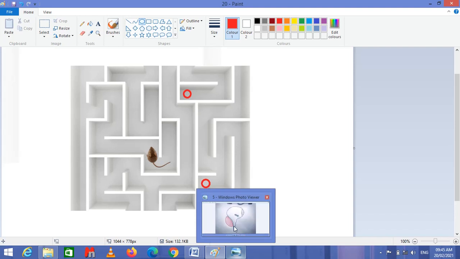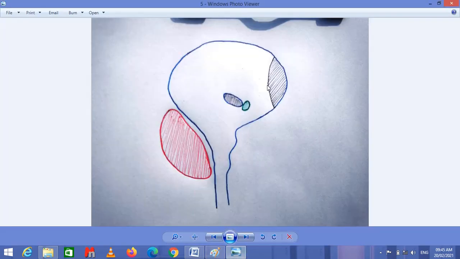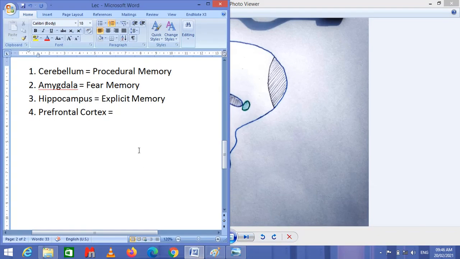Now coming towards another very important part of memory, that is called the prefrontal cortex. This is the prefrontal cortex, and it is located inside the frontal lobe of the cerebral cortex, in the front part of the frontal lobe. The prefrontal cortex is responsible for the storage of a special type of memory called semantic memory. The semantic tasks and semantic memory are stored inside this prefrontal cortex.